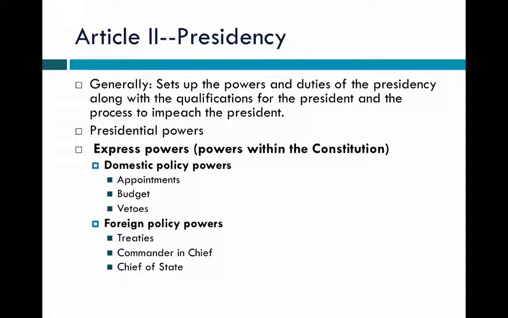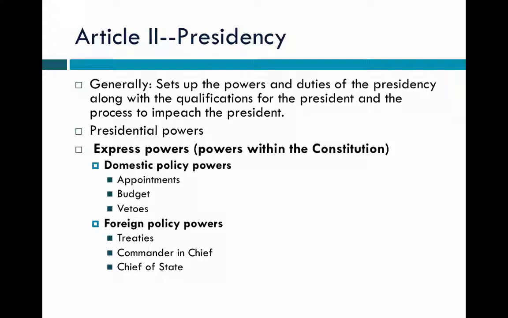So that takes us to the presidency. And again, this is a broad brushstrokes review. As we go through each branch this semester, we'll take a deeper dive. Generally, Article 2 sets up the powers and duties of the presidency, along with the qualifications for president and the process to impeach the president and to impeach other constitutional officers as well.